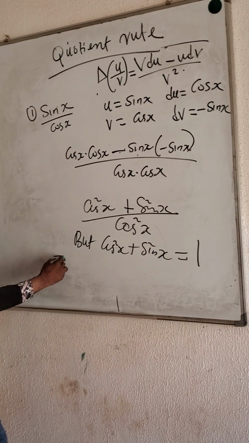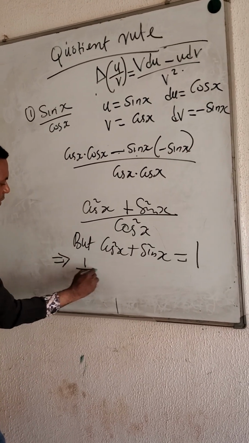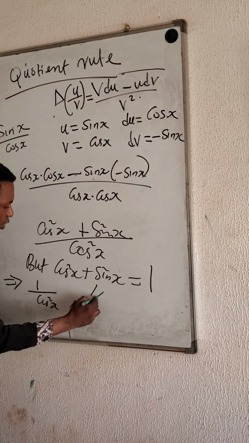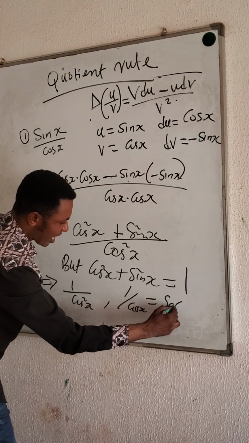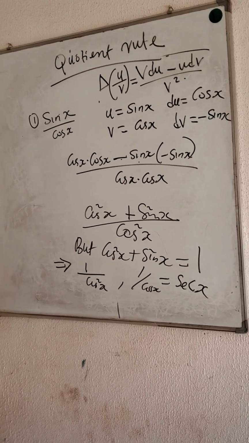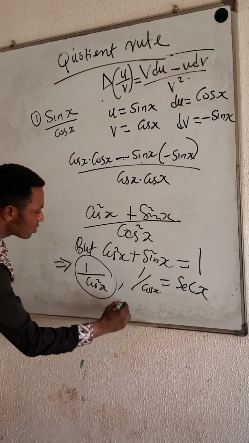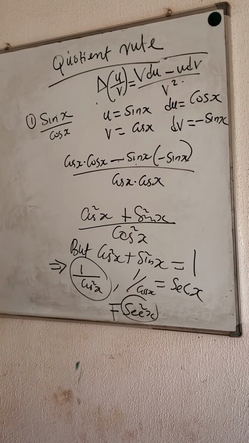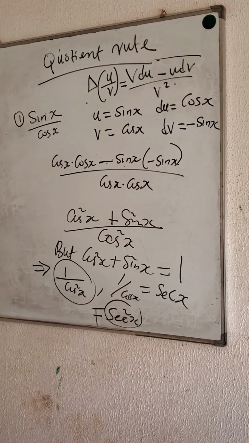So from here we can therefore conclude that this everything here is equal to 1 all over what? Cos square x. But do you know that 1 all over cos x is equal to sec x? So if 1 over cos x is equal to sec x, we can therefore conclude that 1 all over cos square x will be equal to what? Sec square x. And that is why we normally say when you differentiate sin x all over cos x, you have what? Sec square x.